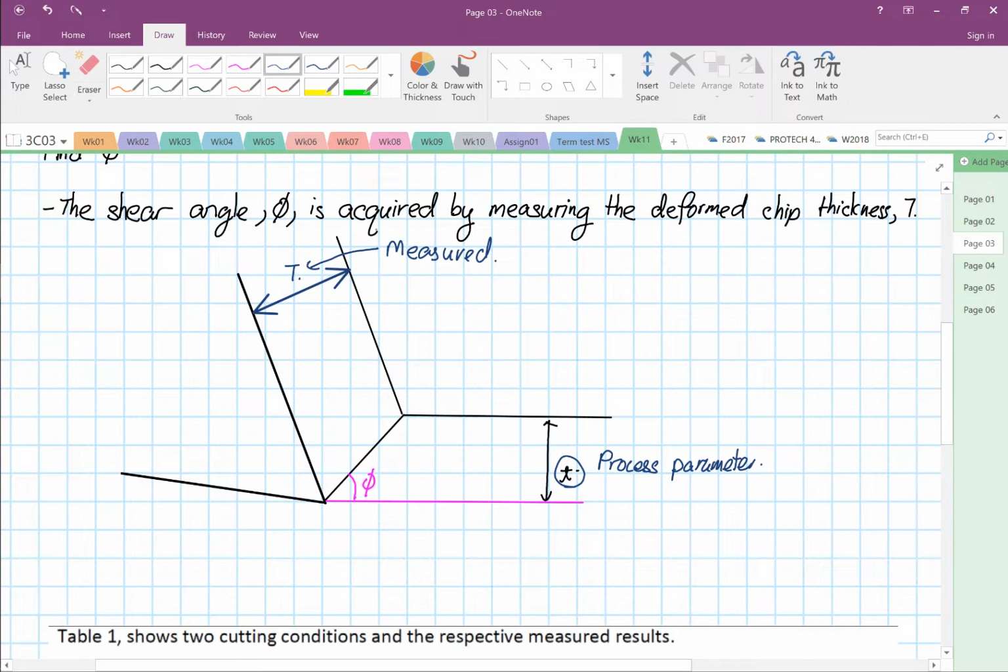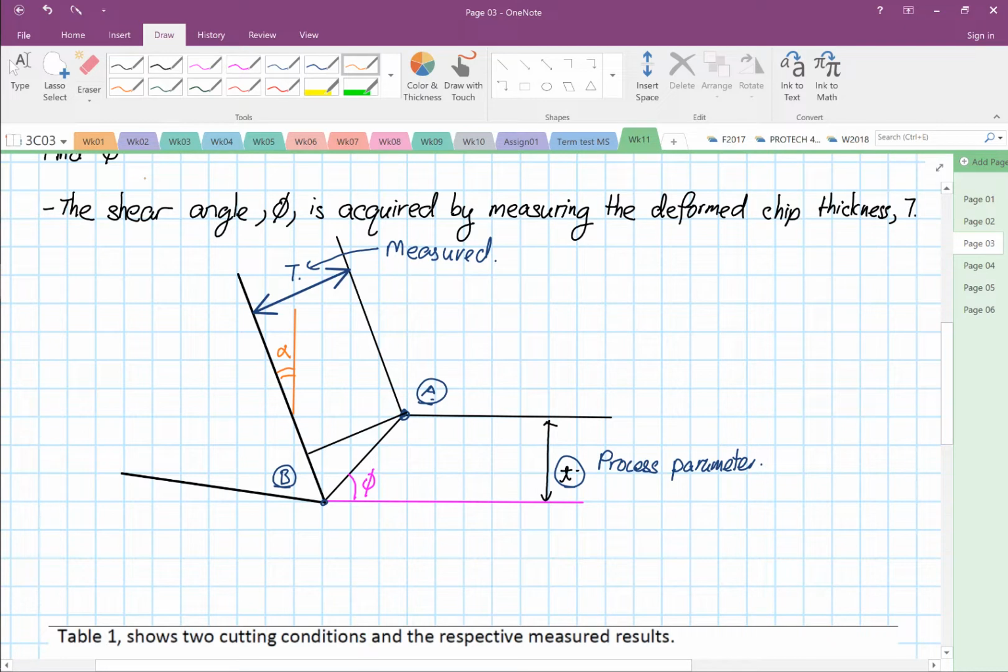Okay, so I'm going to call this point over here my point A, and this point over here my point B. And if I draw a line that's parallel to my deformed chip thickness, right, what we are aware of is this perpendicular line over here to the rake face.